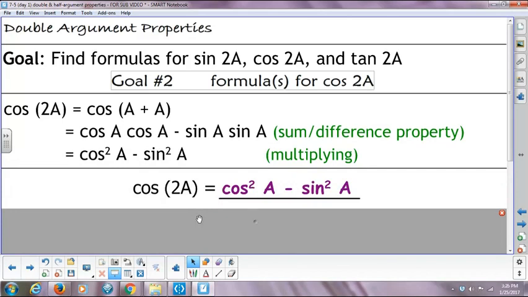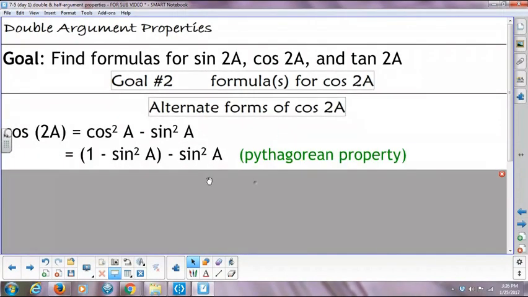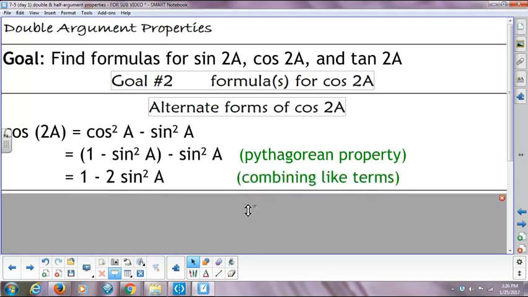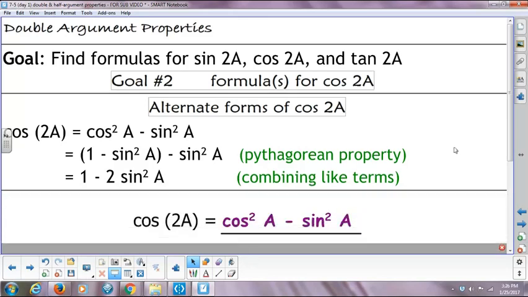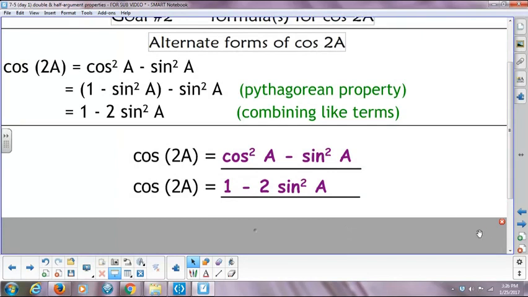Now, because of the Pythagorean identity, there are actually 3 versions of the double argument for cosine. If you use the one we just found, you can substitute for cosine squared of a with 1 minus sine squared of a. And then notice we've got 2 negative sine squareds of a, so it's 1 minus 2 sine squared of a. So that's the second form. This sheet shows both of them. There's the 2 we have so far.